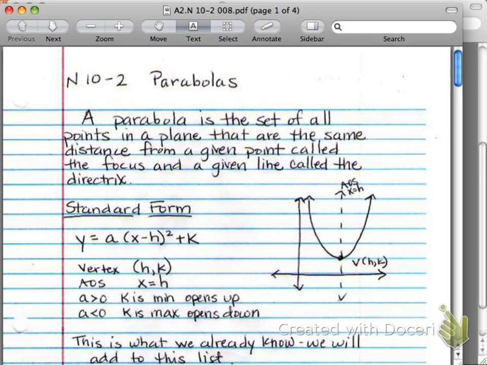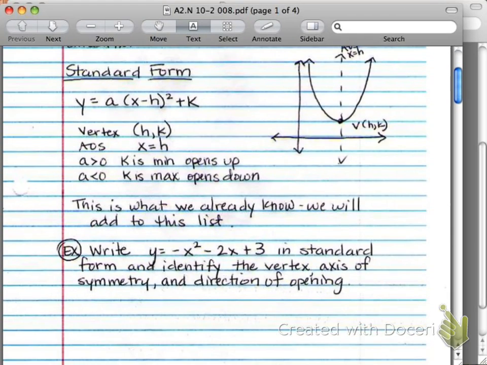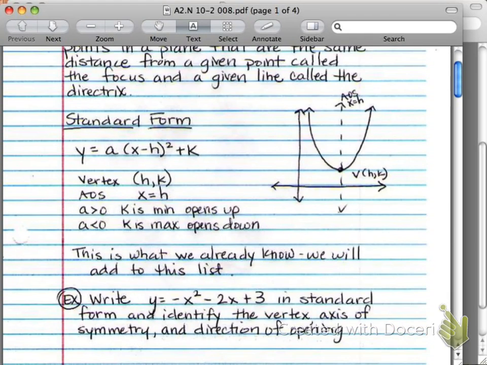All right, moving ahead. Should we draw that graph? I wouldn't worry too much about that. You'll get that in a minute. What we're going to do is that's our standard form. What else do we call that before? Vertex form.